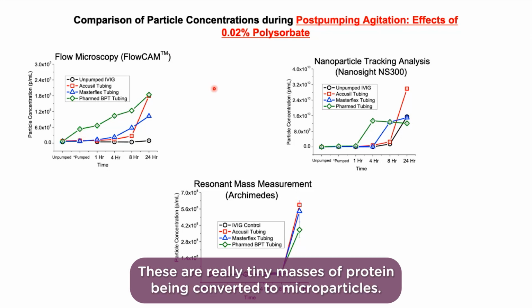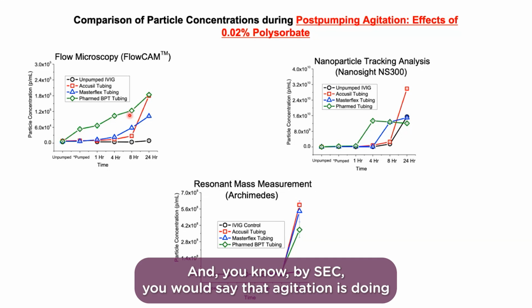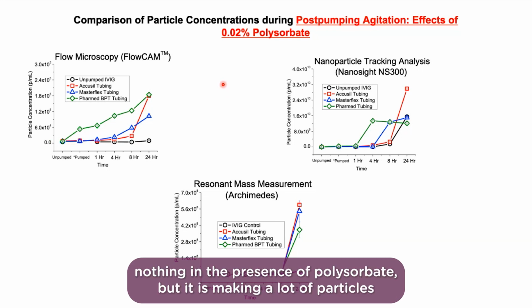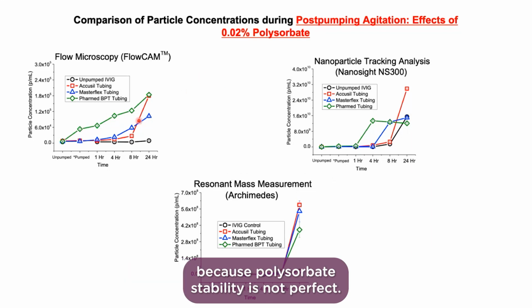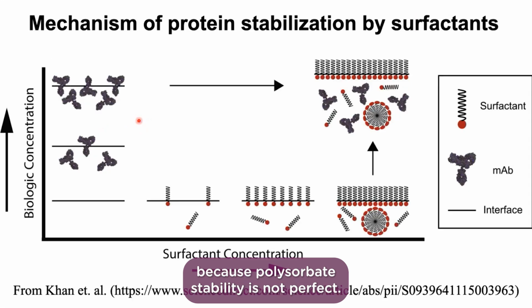These are really tiny masses of protein being converted to microparticles. And, by SEC, you would say that agitation is doing nothing in the presence of polysorbate, but it is making a lot of particles because polysorbate stability is not perfect.